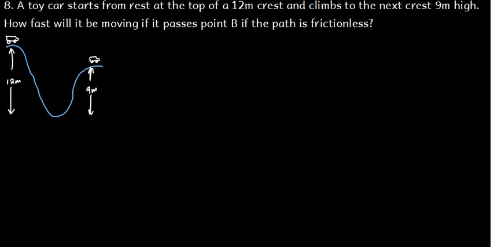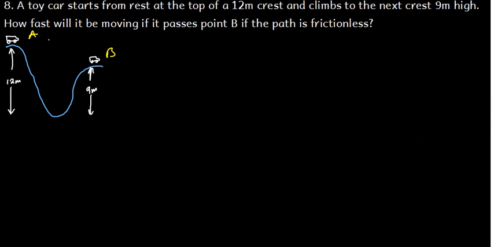Alright, we've been given the next question. A toy car starts from rest at the top of a 12 meter crest and climbs to the next crest, which is 9 meters high. How fast will it be moving if it passes point B if the path is frictionless? Now, this is point A. This is point B. And we know that the energy at one point should be equal to the energy at the other point.